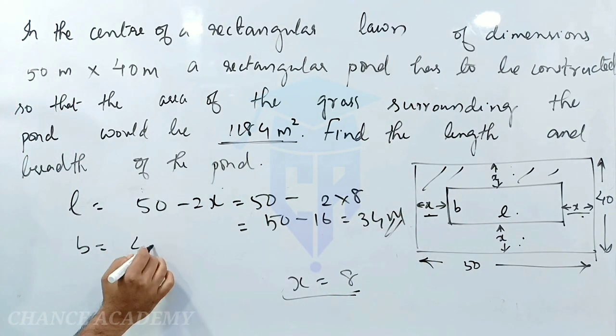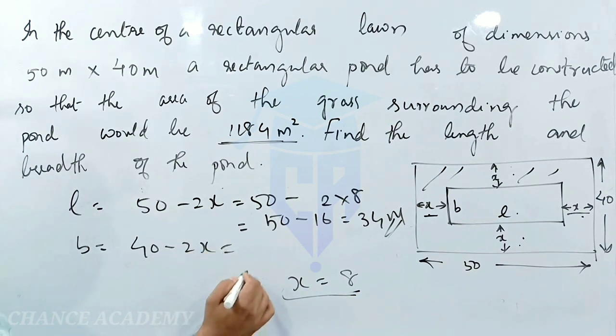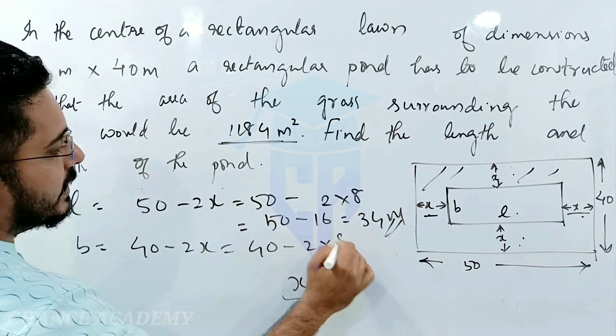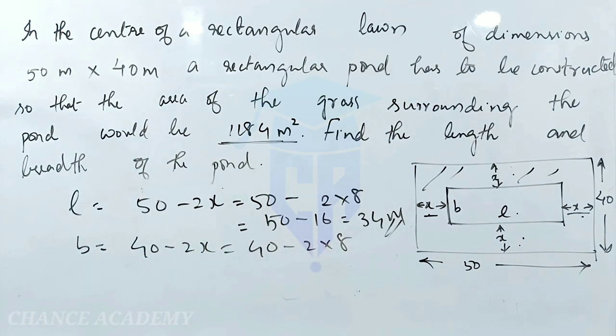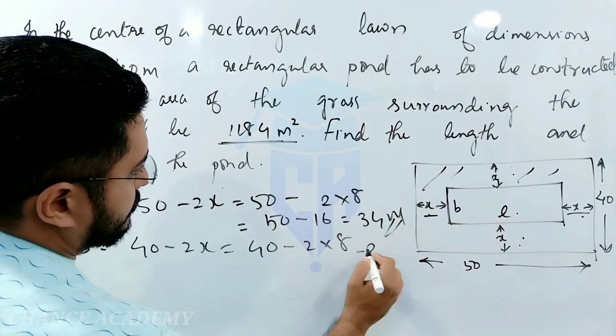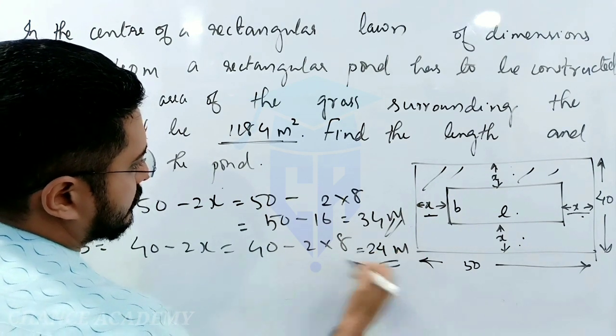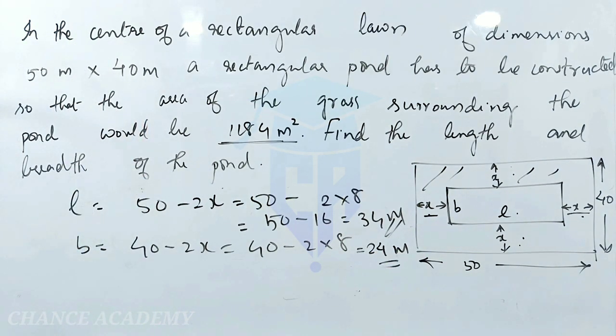The same way, breadth will be 40 minus 2x. So that is 40 minus 2 into 8. 40 minus 16. And the breadth you will be getting as 24. So finally you got the length and breadth of the pond.